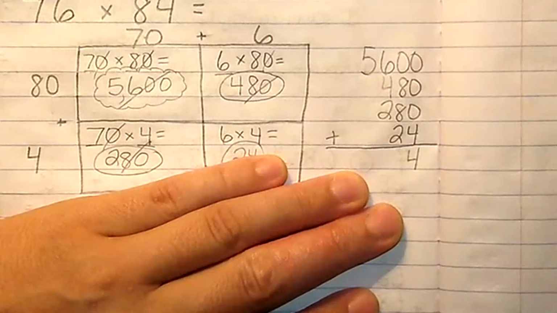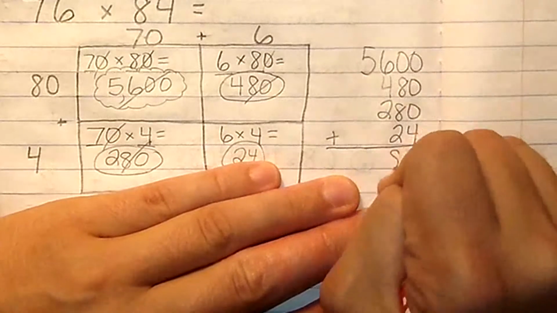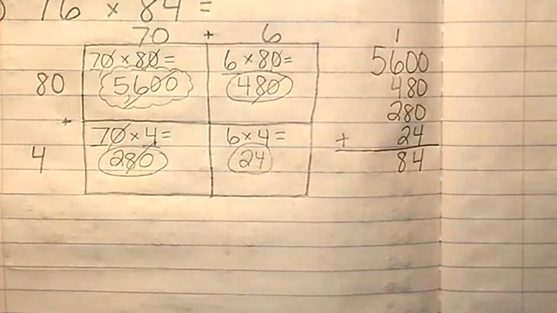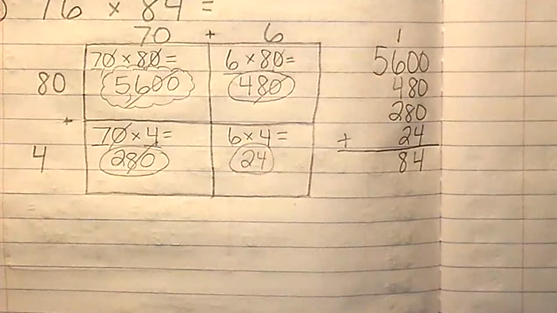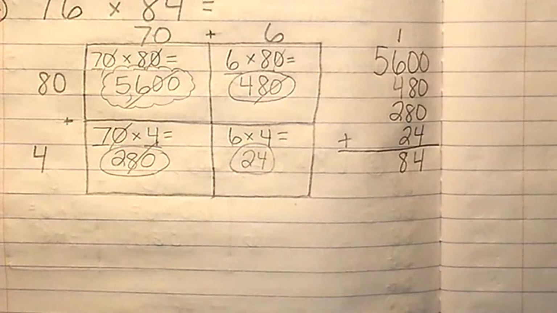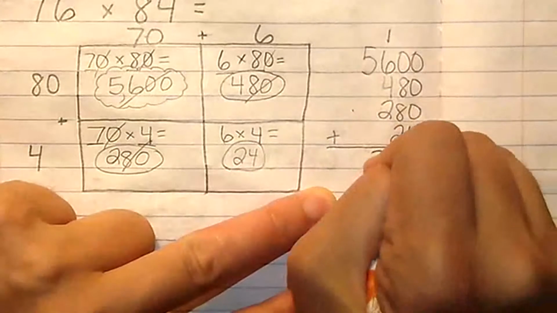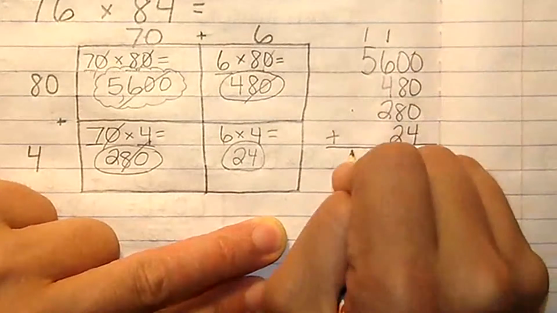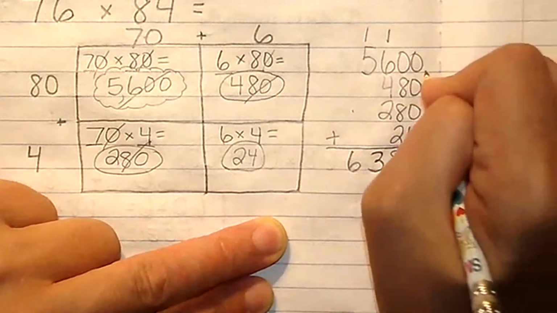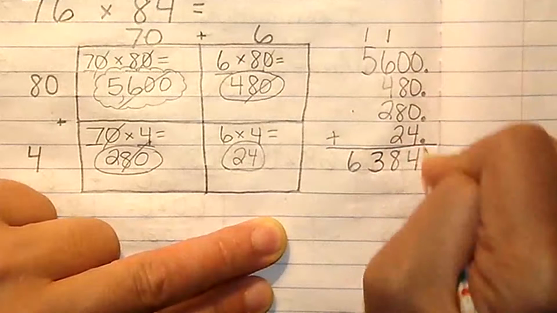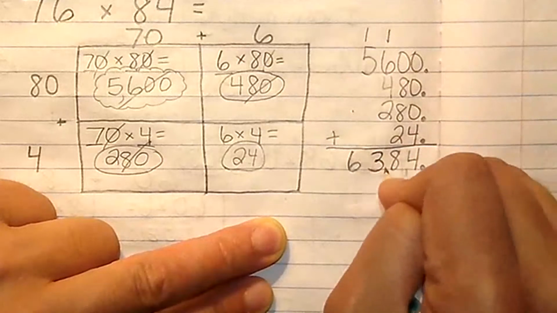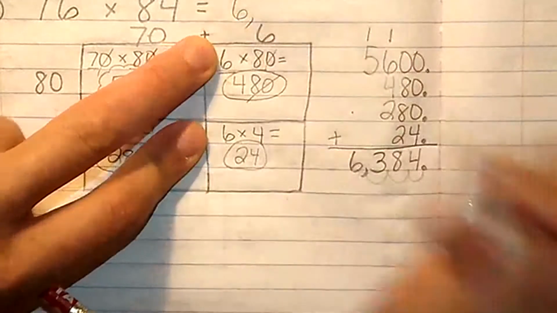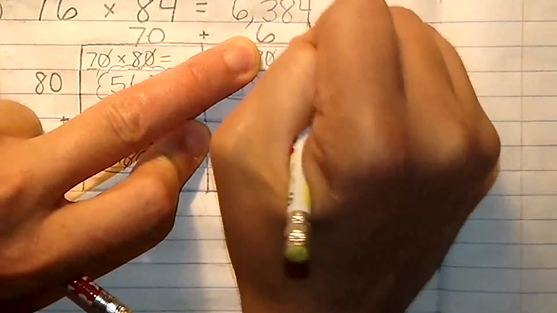8 plus 8 is 16, 17, 18. 6 plus 4 is 10. Plus 2 more is 12. Plus 1 more is 13. And then 5 plus 1 more is 6. We lined up our decimals. That's how we made sure we had everything in the right place. And now I count 1, 2, 3, put a comma. So I think the answer is 6,384.